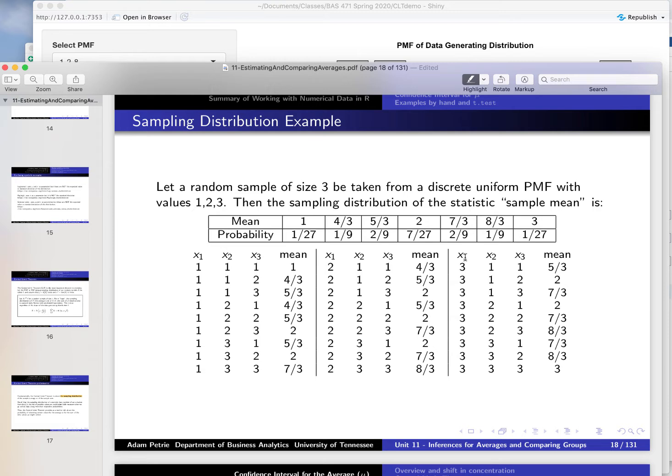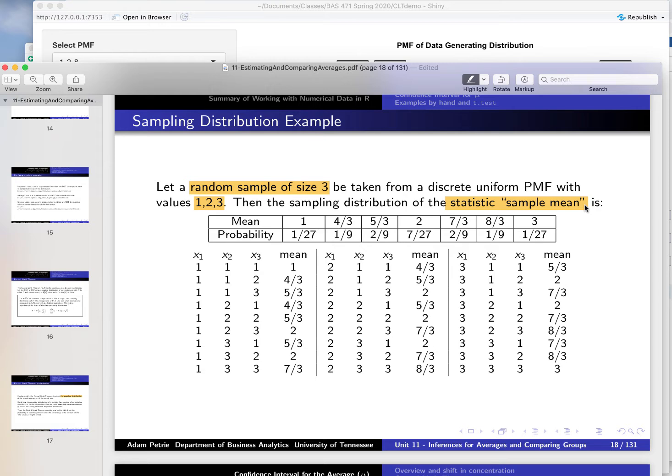As a very simple example, let's consider taking a random sample of size 3 from the following PMF. Basically, we are going to observe values of either 1, 2, or 3, each of which have equal probability. So our sample might consist of all 1s, a mixture of 1s, 2s, and 3s, maybe all 3s. And let's talk about the sampling distribution of the specific statistic, the sample mean, the average of our sample values.